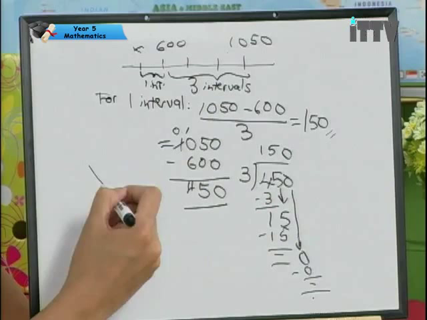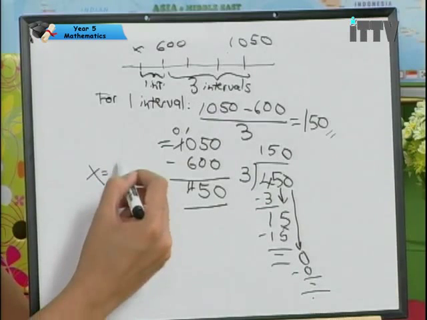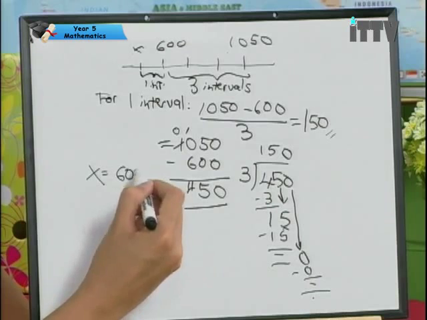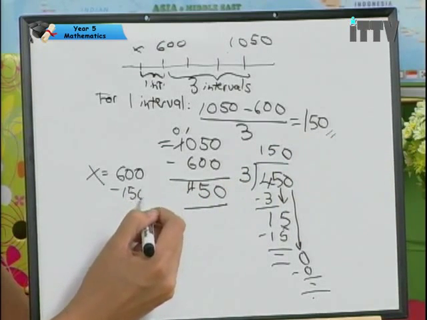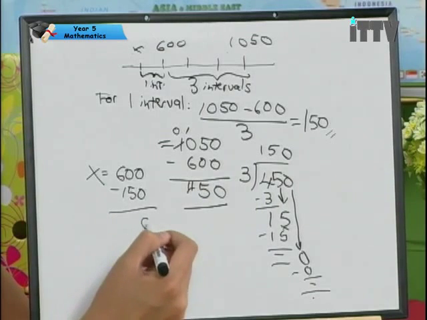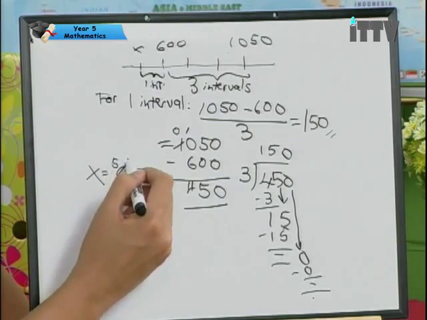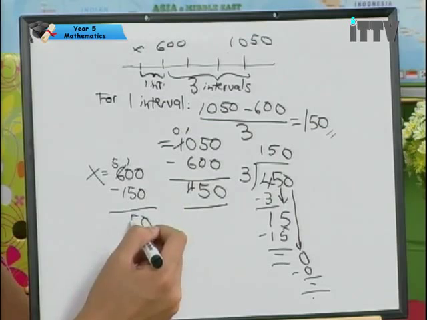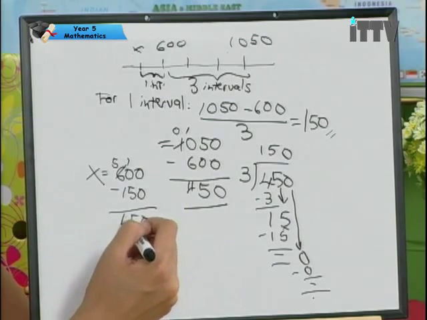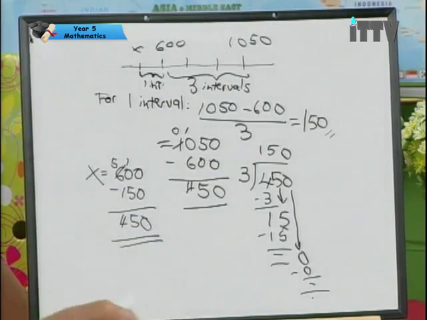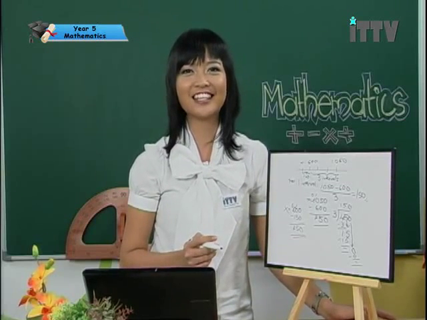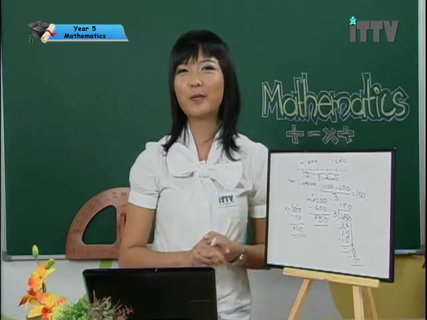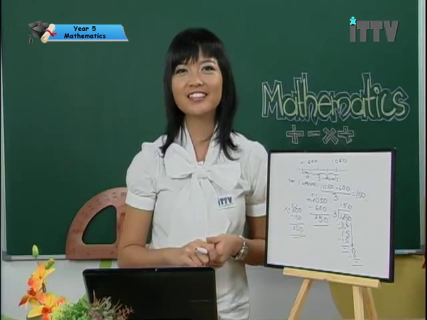So, we can say that x is 600 minus 150, which is... Got the answer already? x is 450. Isn't it fun to play with mixed operations?